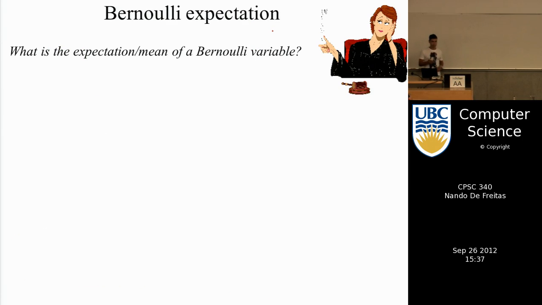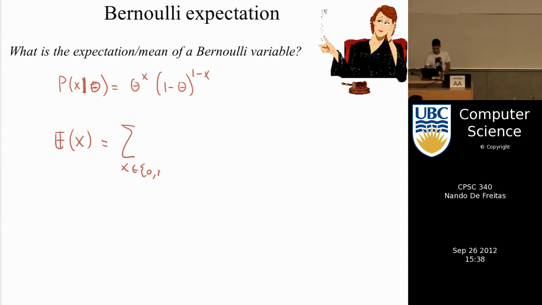The expectation of a Bernoulli variable, so now just to practice, we have that p of x given theta is equal to theta to the x times 1 minus theta to 1 minus x. So the expectation of a random variable is the sum over x being either 0 or 1 of x times p of x. And let's emphasize now that there is a parameter theta. So that's equal to 1 times the probability that x is equal to 1 given theta.